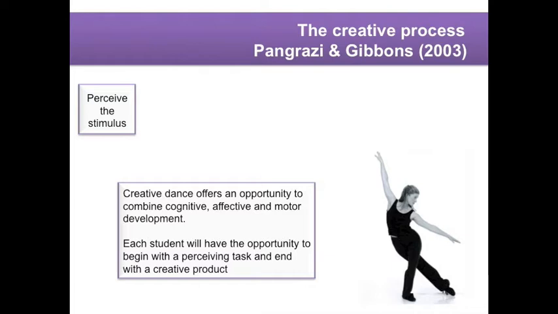The following 6 steps, developed by Pangrazi and Gibbons, are effective ways to invoke imagination and in turn help develop creativity while dancing. The first step is perceiving the stimulus, where a challenge is introduced through observation or brainstorming.